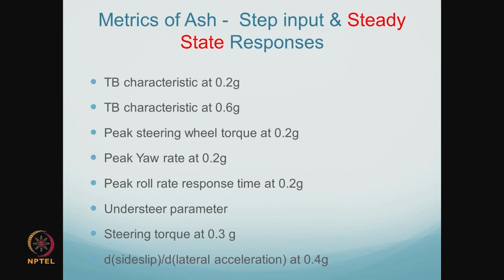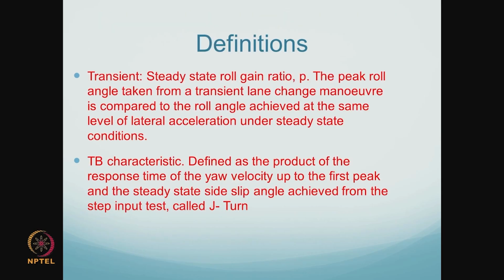Apart from that, other further metrics are TB characteristics at 0.2 G, TB characteristics at 0.6 G, peak steer velocity torque at 0.2 G. TB is defined as the product of the response time of the yaw velocity to the first peak, and the steady state slip angle achieved from the J-turn test. It's quite involved.